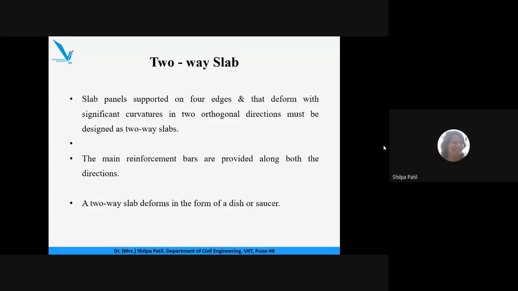two-way slabs. If you recall the concept of one-way slab, in one-way slab the deflection of the slab takes place in one direction only. The slab is supported by the two edges which are parallel and opposite to each other, and hence the deflection is taking place only in one direction, and hence we provide the main reinforcement only in one direction. In another direction we provide the distribution steel. Now in case of two-way slab we provide the main reinforcement in both directions, so there is no question of providing the distribution steel. We provide the main reinforcement along both directions, that is along x span and along y span.